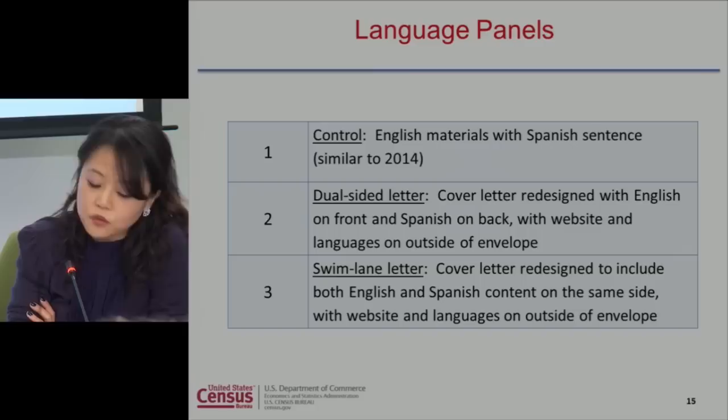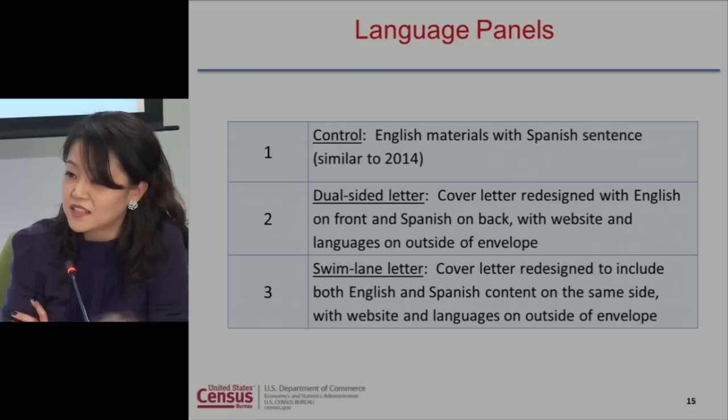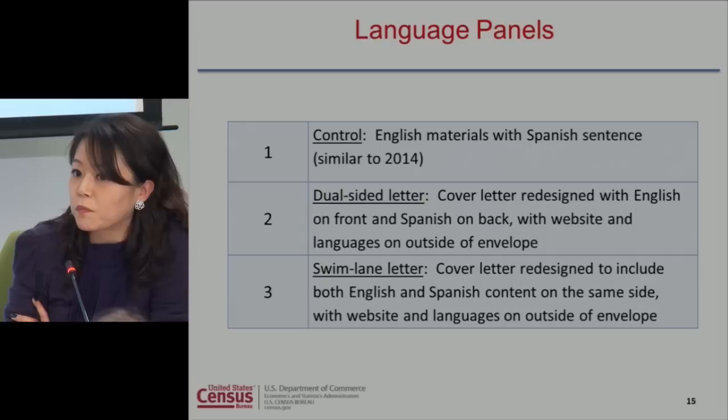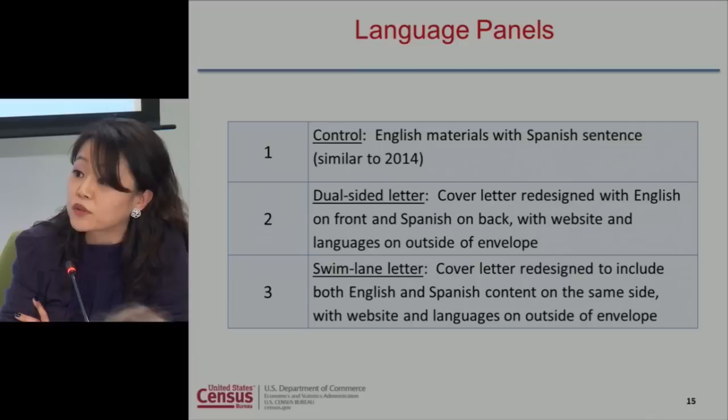And then the swim lane letter is similar to the 2010 bilingual questionnaire that you may remember, where it has English on one side of the same page and Spanish on the other. So we'll be testing these 2 methods. In addition, because research has shown us that non-English speaking respondents often don't open the packages, not knowing that there are materials inside that are written in non-English languages, we are going to have the URL and a brief message in both languages on the envelope this time.